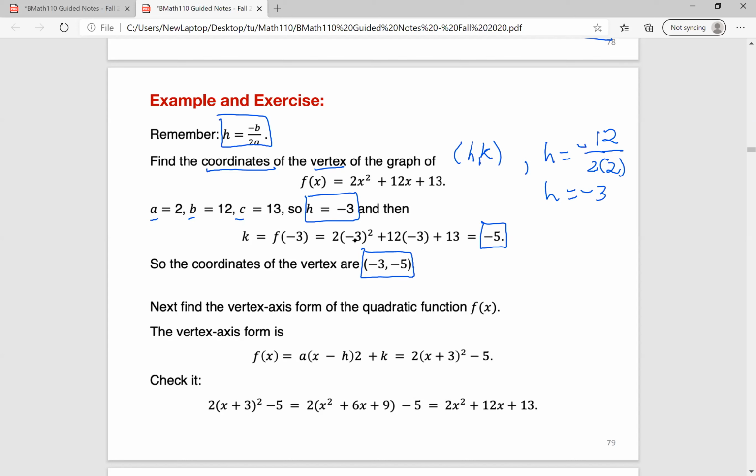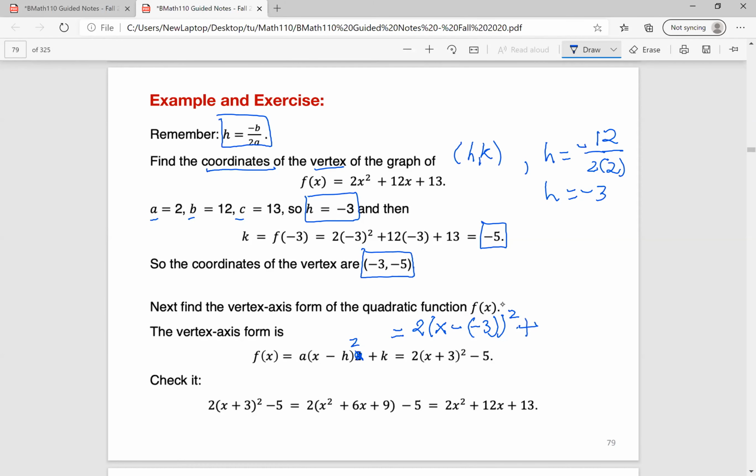So if you remember, the vertex form is a times (x minus h) squared plus k. It will be equal to 2, and I would like to have one more step. 2 times (x minus, okay, what's h I have? I have h equals negative 3, so I have negative 3 here, and then squared, and then plus the other one, k is negative 5.